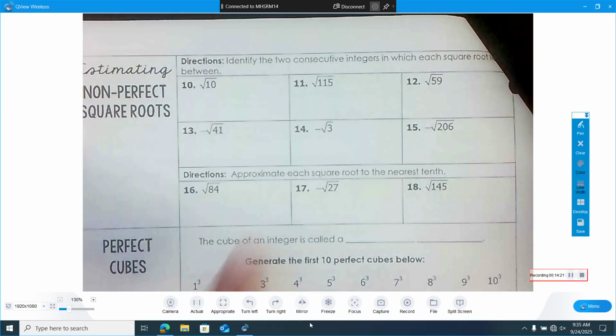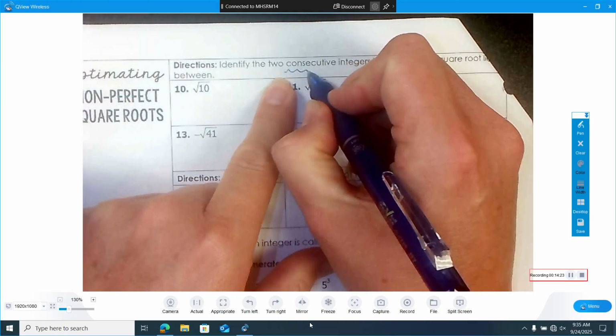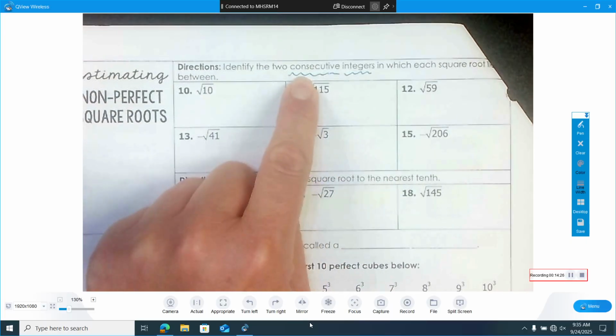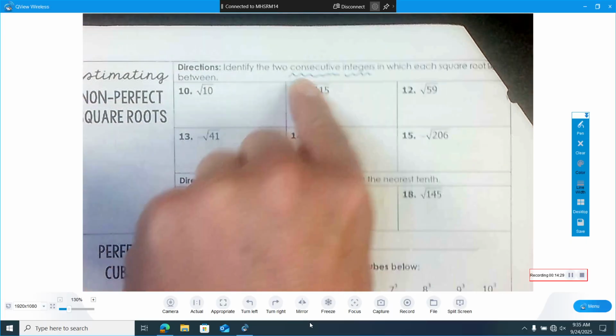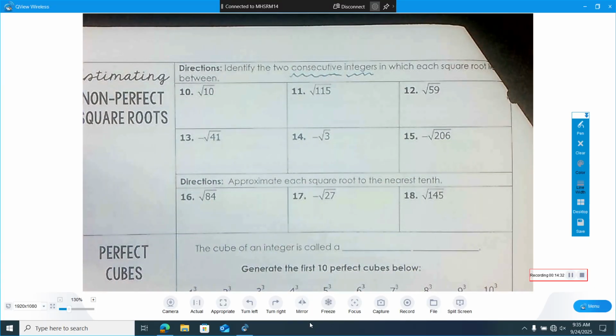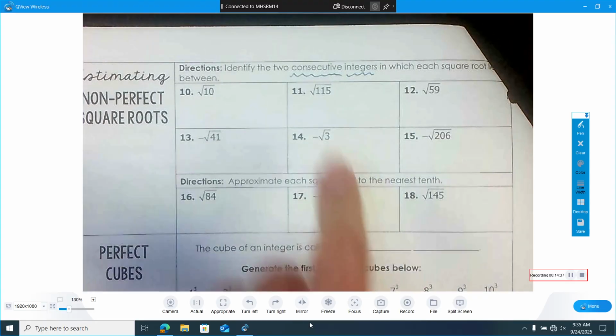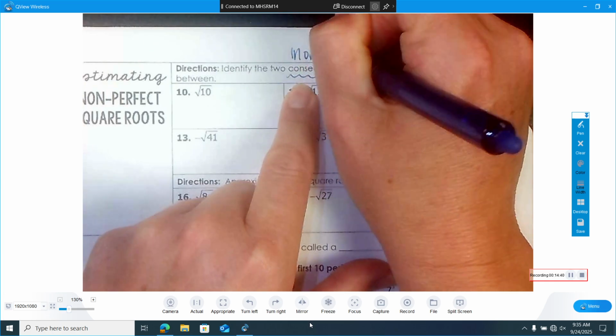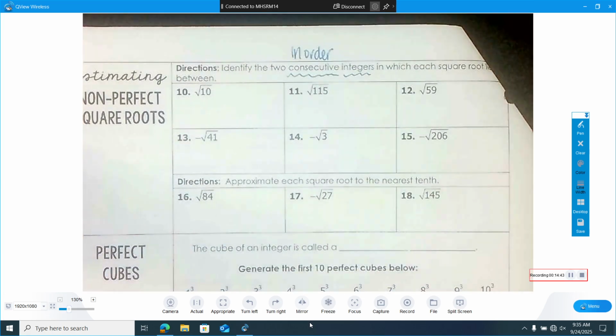So we want to be able to identify two consecutive integers. What does consecutive mean? That's a big word. Consecutive means in order. So 3 consecutive integers would be 3 numbers in order. So 3, 4, and 5. Those are the numbers in order. So consecutive means in a row, one right after the other.